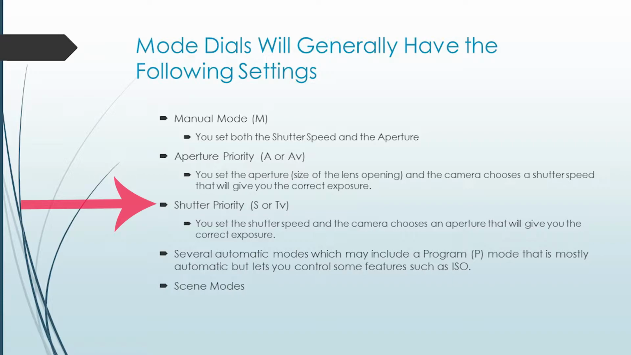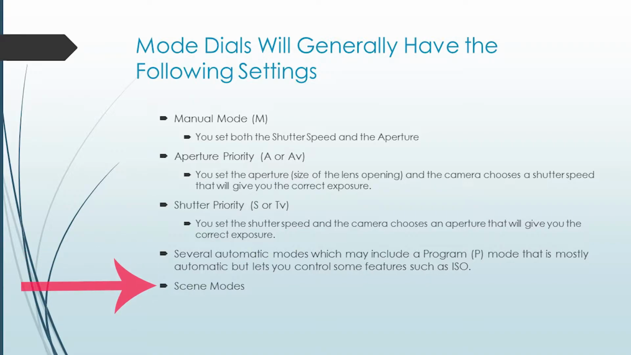You also have shutter priority, which is usually either S or it's Tv on Canon mode dials. And in shutter priority, you set the shutter speed and the camera will choose an aperture that gives you the correct amount of exposure. Most cameras also have several automatic modes, including a P or program mode. And the program mode will let you control certain features like ISO.